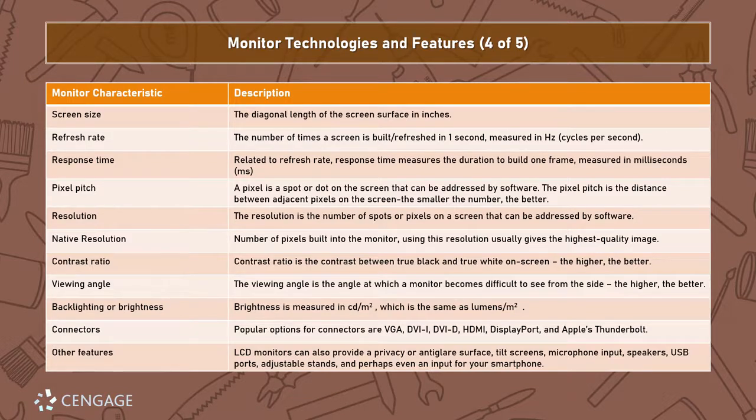Viewing angle, this is the angle at which a monitor becomes difficult to see from the side. The higher the better, coming up to a maximum of 180 degrees. A 0 degree viewing angle would mean that you couldn't see it looking at it straight on, which would be completely non-useful.